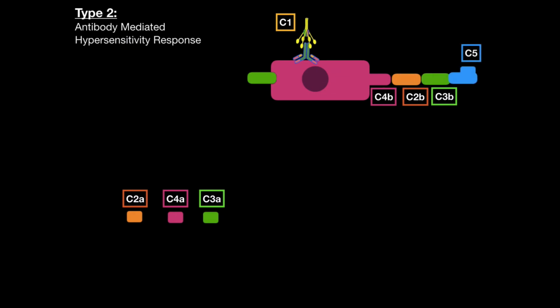Now C5 can get cleaved. Now what can happen? You see those C2a, C4a, C3a, and C5a. These guys work as chemotaxis.